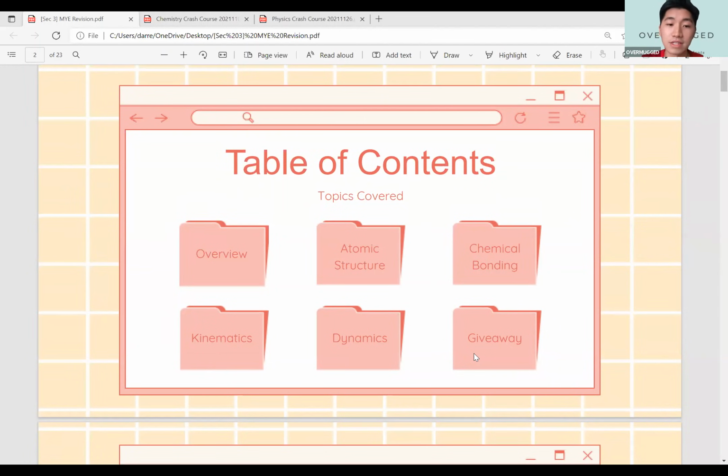And then I'll move on to physics. I'll be talking about kinematics as well as dynamics. Dynamics and forces is the same thing. All right. So that is the chapters that we'll be talking about.